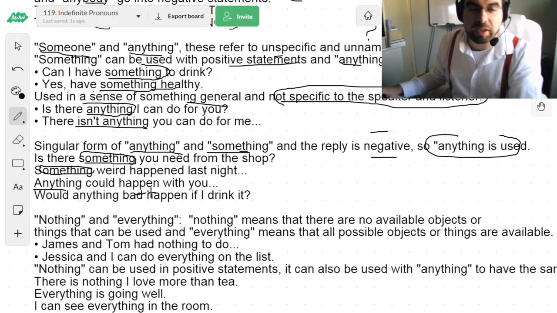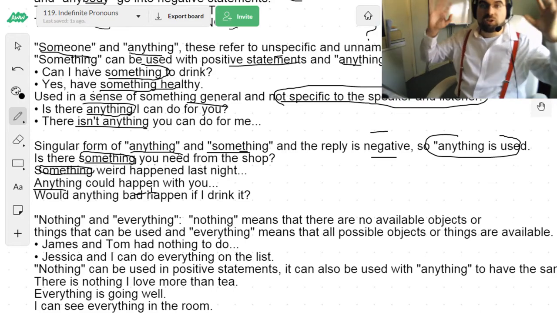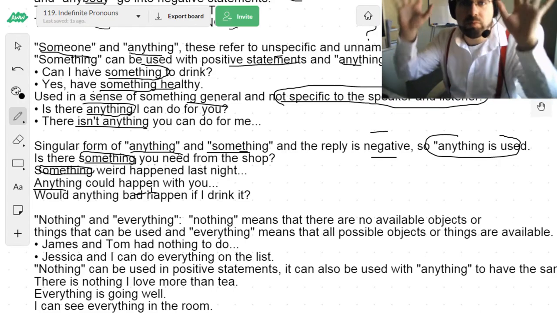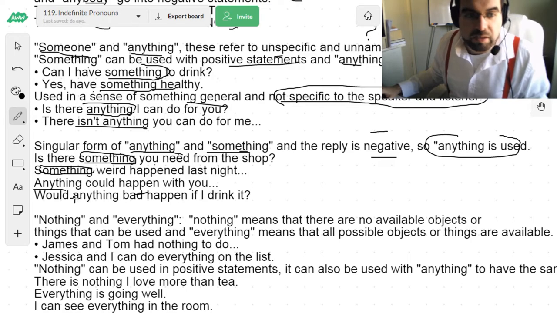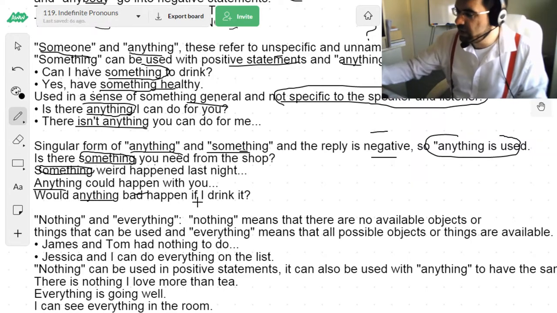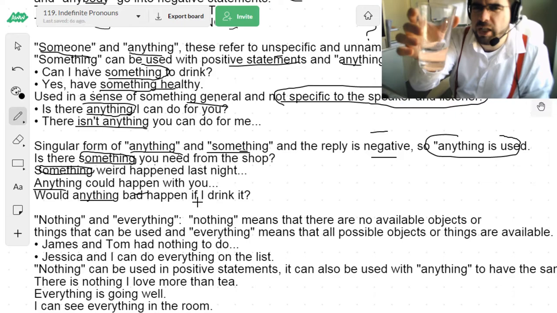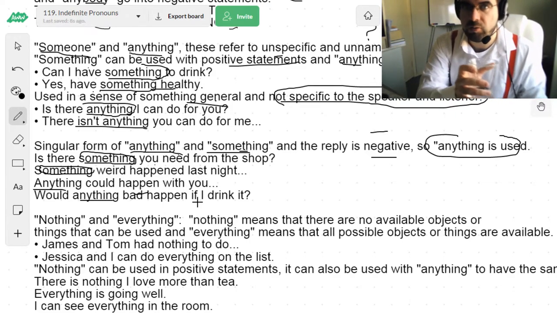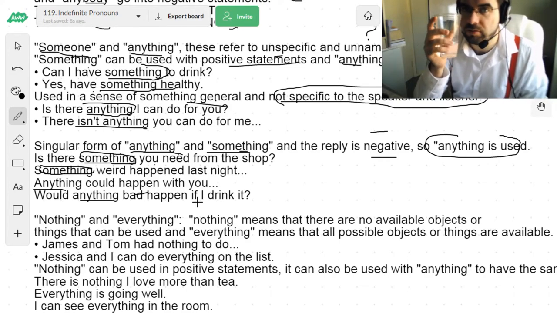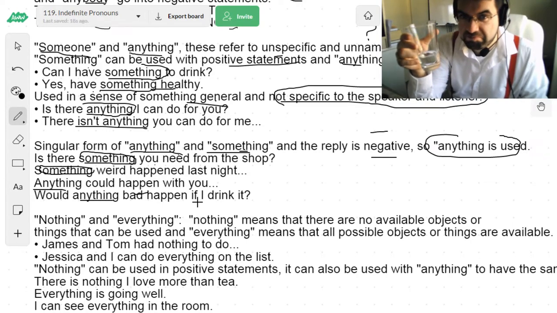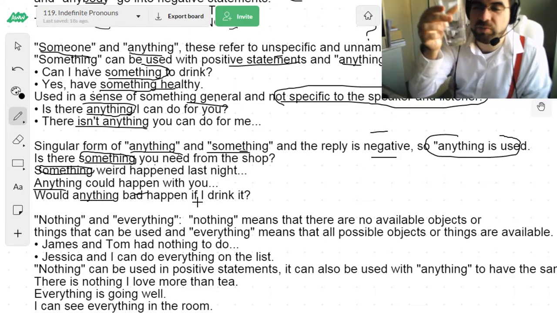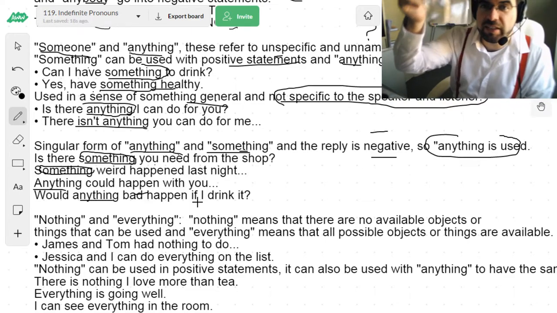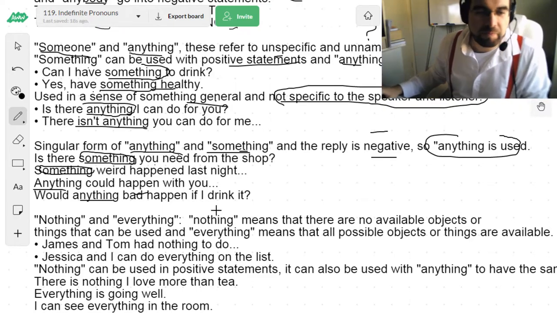Anything could happen with me. Anything could happen. Something could happen indeed, but anything could happen is much more random and unexpected. Would anything bad happen if I drink it? Would something bad happen if I drink it? Would anything bad happen? I don't know. Looks like rocket fuel. It's something clear. Wonder what it is. We'll find out.